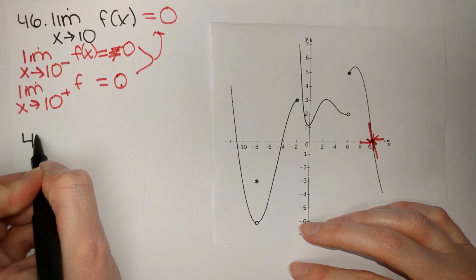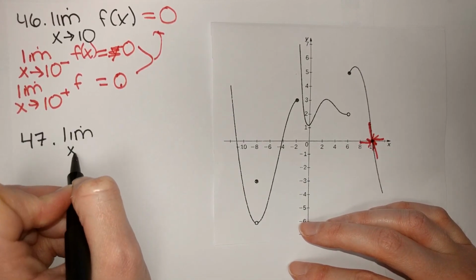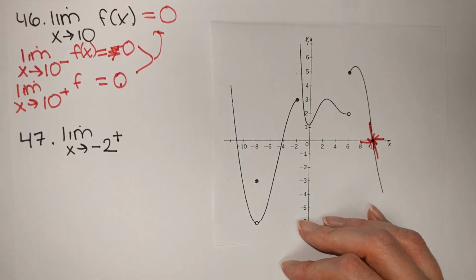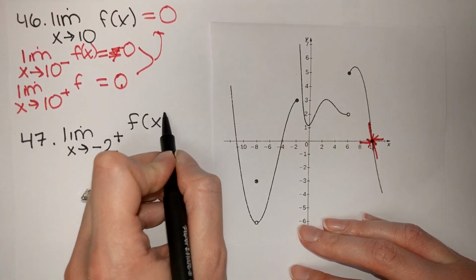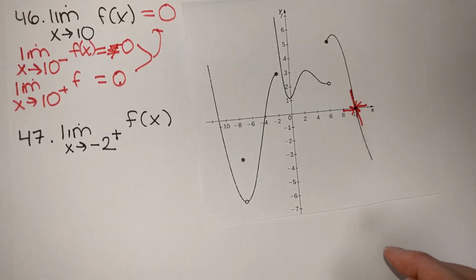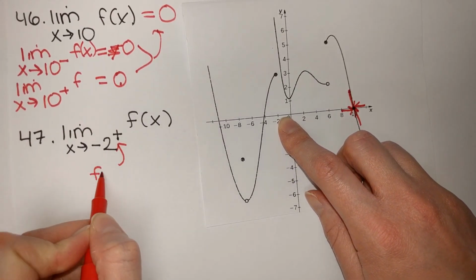Now let's look at number 47 while we're at it. On number 47, you have the limit as x goes to negative 2. The plus superscript means we're coming in from the right of f of x. All right, so we first identify our negative 2. So negative 2 is over here. We're coming in from the right.